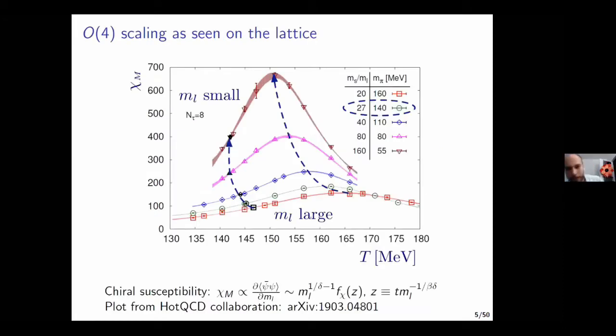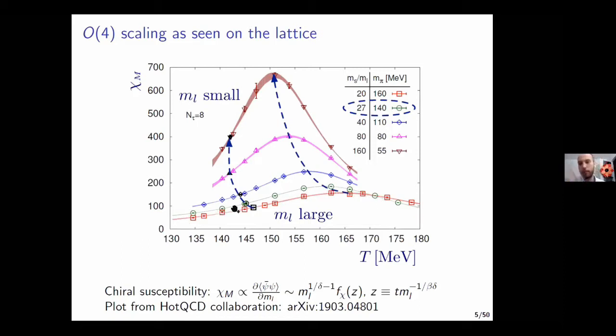This plot Derek has already talked about, but I can say a few words on it as well. This is kind of a thought experiment, a lattice computation where they took the physical parameters that we have in the real world. So the ratio of the strange to the lightest quarks is here, and the pion mass is 140. They did this computation in an O(4) model, and you see this behavior.